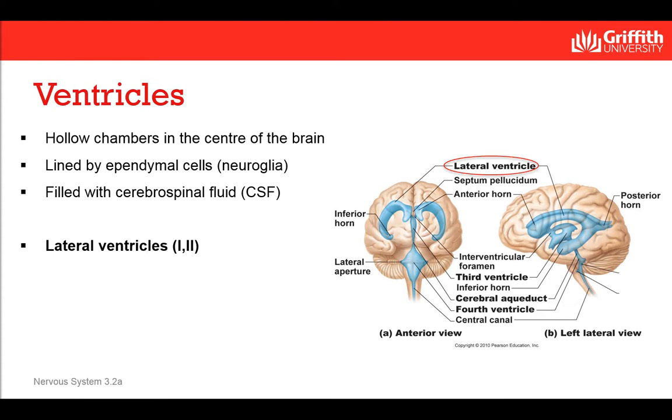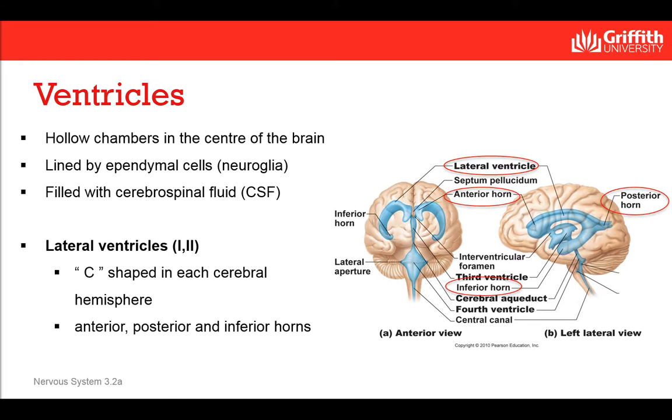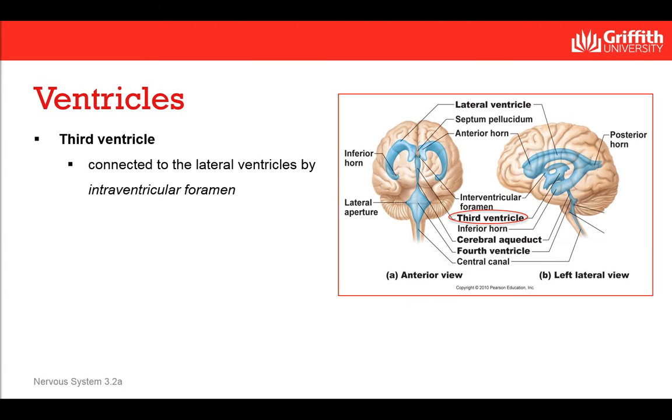The large paired lateral ventricles are C-shaped chambers that reflect the pattern of cerebral growth and located one in each hemisphere. They consist of anterior, posterior, and an inferior horn each. They are separated by a very thin membrane called the septum pellucidum. Each lateral ventricle is joined to the narrow third ventricle by small channels called intraventricular foramen.